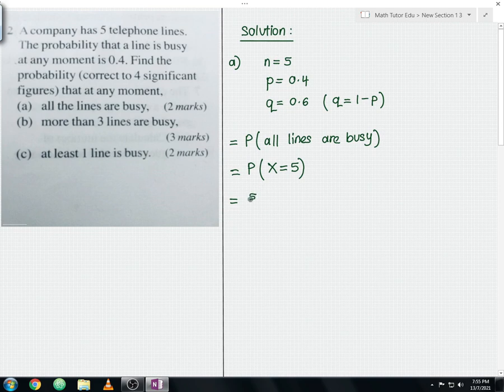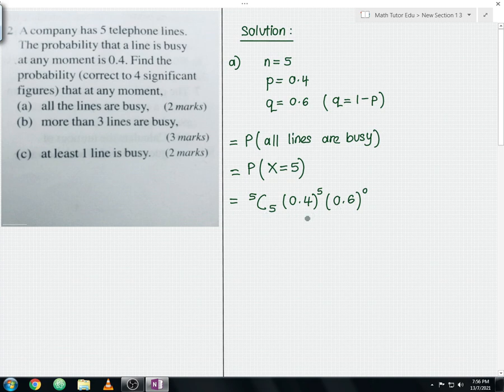From here, 5C5, where the C stands for combination, which you learned in the permutation and combination chapter. I hope you are able to recall it. Then you multiply with 0.4 to the power of 5, and then multiply with 0.6 to the power of 0. The number of trials in this case is 5, and the number of success events is 5, because you have 5 telephone lines and all 5 are busy. That's why you have 0 failures here.